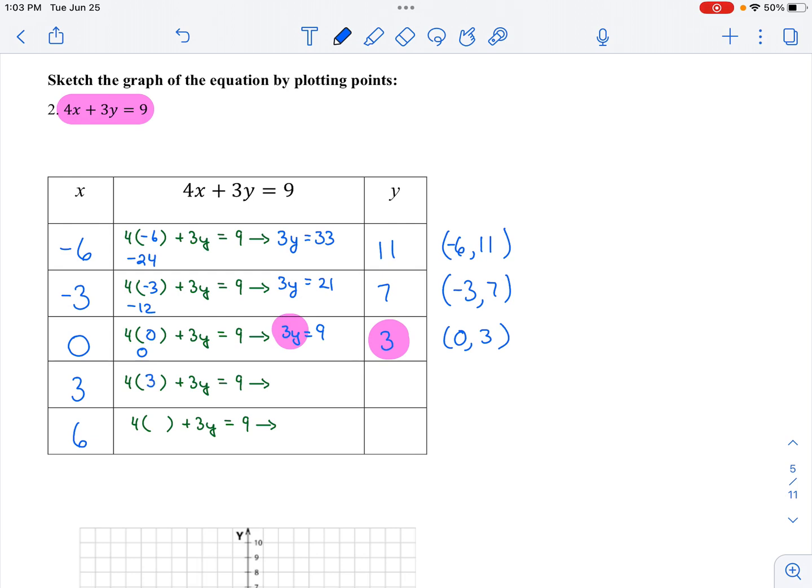If you evaluate this equation for when x = 3, the result will be 3y = -3. So y will be -1. So we have (3, -1). And when x = 6, that implies that 3y = -15. And the resulting y value is -5.